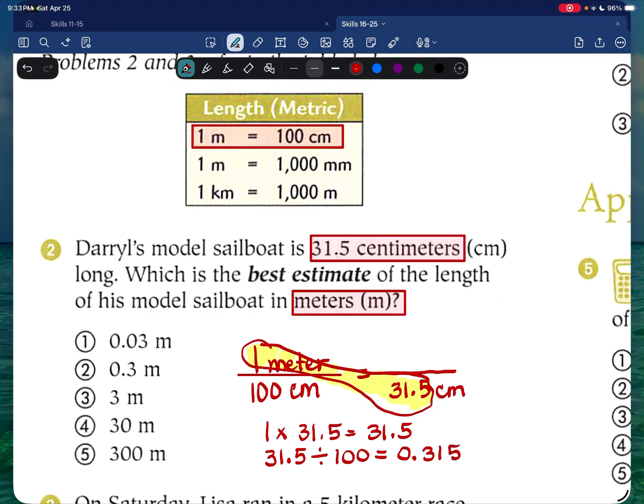And if you round that to the nearest, oh, be careful. If you rounded it to the hundredths, you would get 0.32. That is not one of my choices. So let's round it to the nearest tenth of a meter. Would be about 0.3. That is one of my choices, and that is what I will use. It is about 3/10 of a meter.